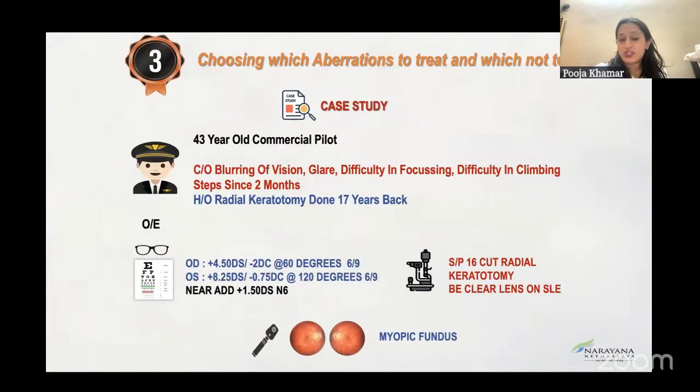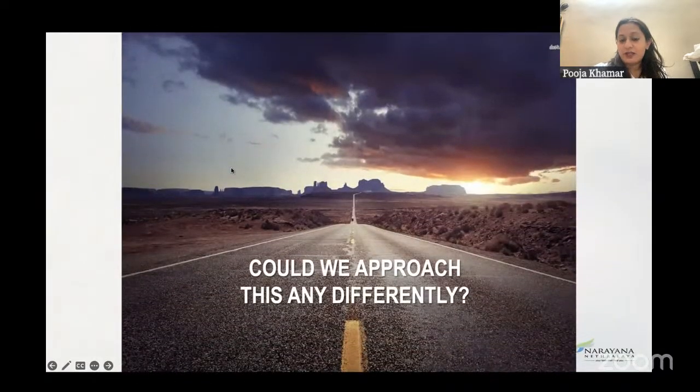So this is a patient, a commercial pilot, complaining of blurring of vision, glare, difficulty in focusing, everything which can go wrong, history of RK. And this is the refraction the patient has, of course, with near eye, and it's a 16 cut RK, so you know what happens in this patient. You can do a regularization, but it's quite tricky, especially for a commercial pilot who has very high demands.